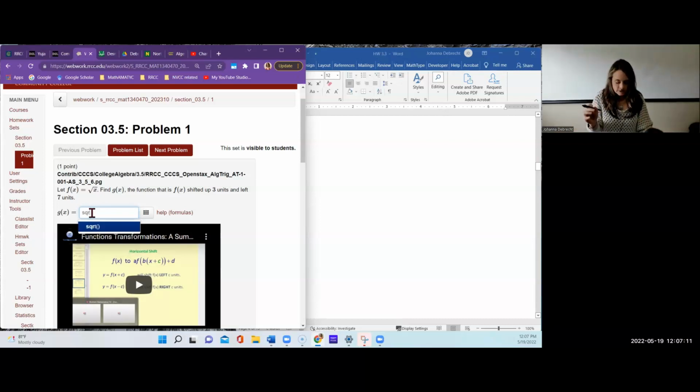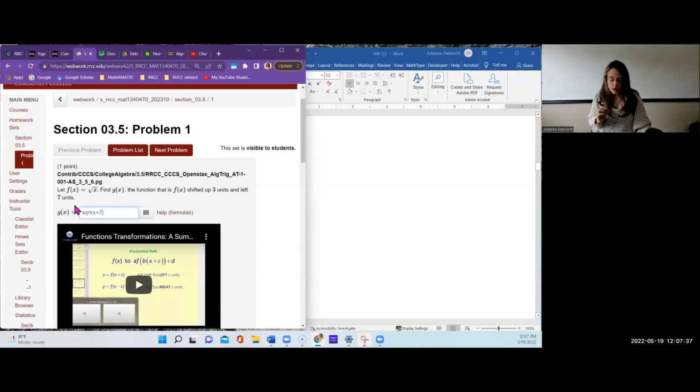So now we have the square root of something. Square root of what? Well, x. We're starting with the toolkit function square root of x. So we're going to have an x. Now what would make it go left 7? Left to me says negative, but because it's inside affecting x, it's got to be the opposite. So it's got to be plus. And that would make it plus 7.